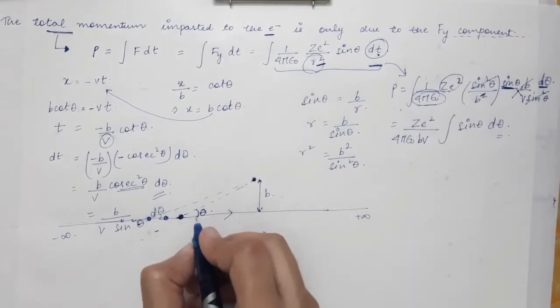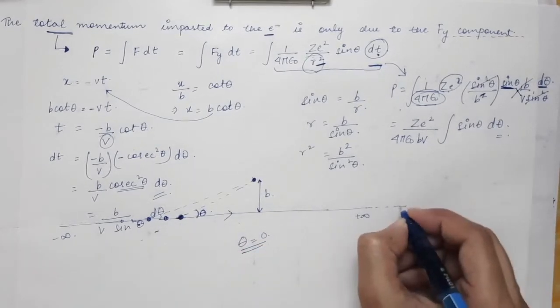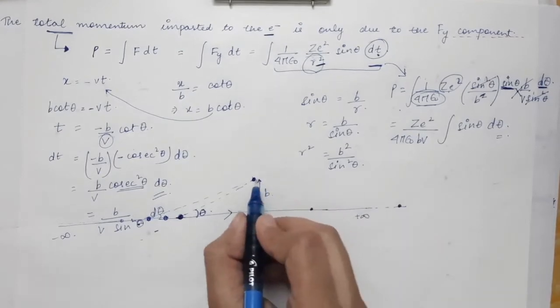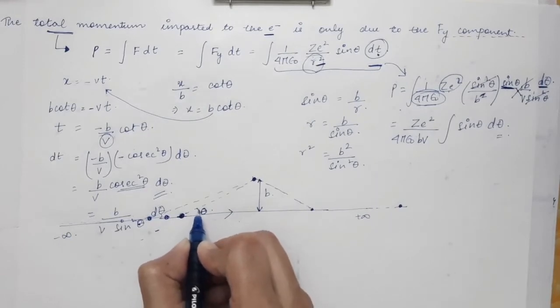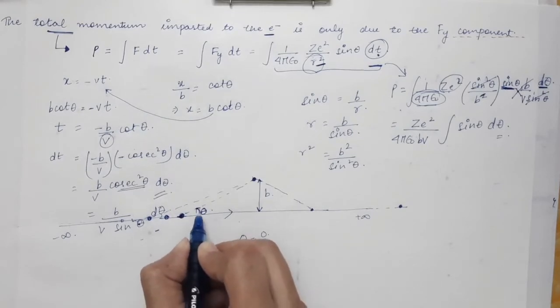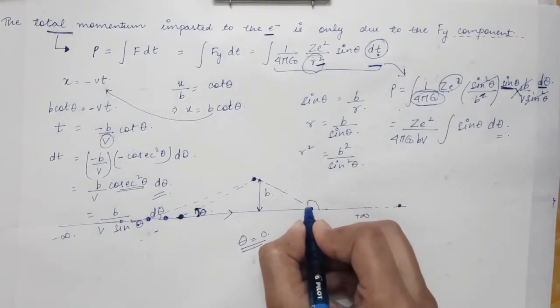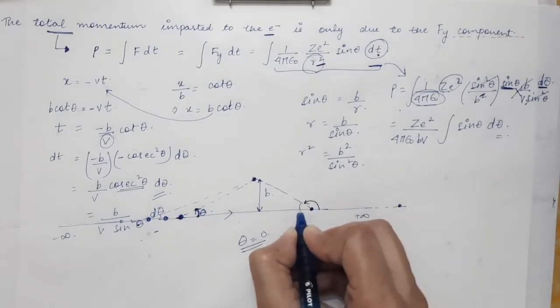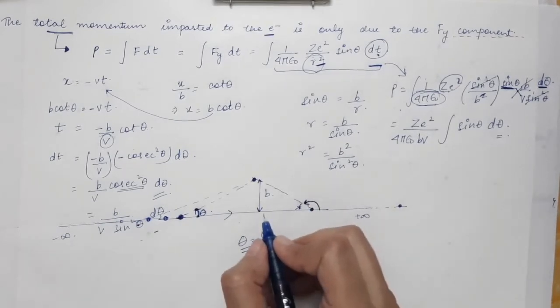And after that, when the heavy charged particle moves towards the plus infinity direction, let's say it is at this point, what is theta? Over here, keep in mind that the theta angle is taken in the anti-clockwise direction. So when the heavy charged particle is at this point, we take the angle in the anti-clockwise direction. Do not take this small angle over here. You have to take the same angle in the anti-clockwise direction.